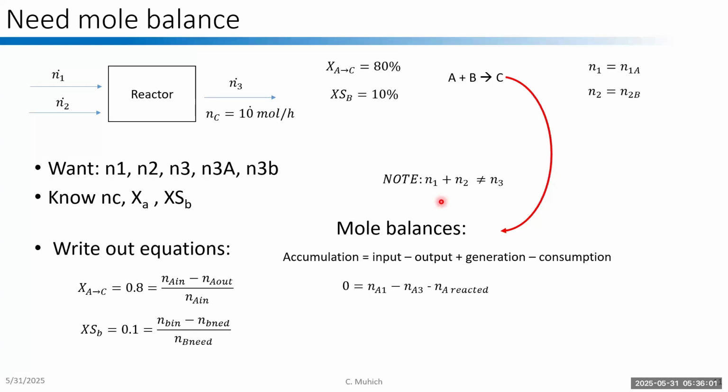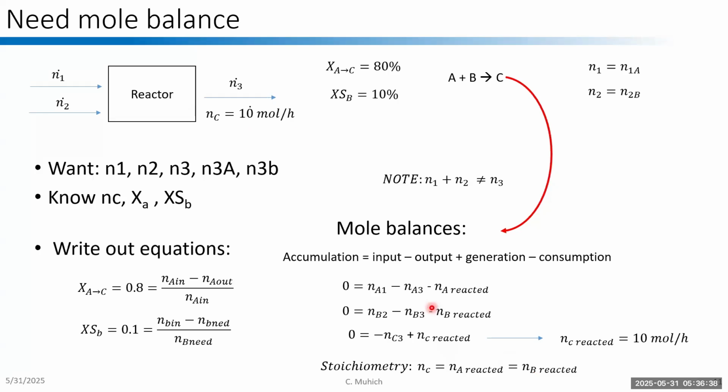We can then do, of course, the same thing with B, where I have no accumulation of B, just like A. I have B coming in, I have B coming out. And of course, if A is reacting, B must also be reacting. And then lastly, I do my mole balance on C. I have nothing accumulating. I don't have anything coming in, but I do have C coming out. And then I have how much C is generated. Okay, and based on the problem statement, that is 10 moles an hour.